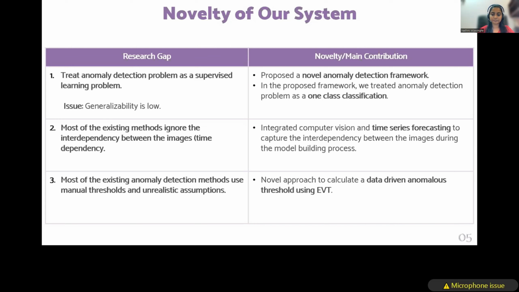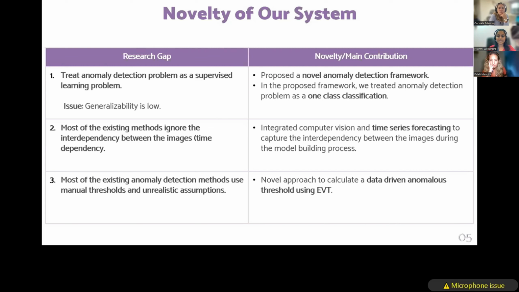one-class classification. The next research gap we have identified is that most of the existing methods ignore the interdependency of the inherent order of the images. We integrated computer vision and time series forecasting to capture the interdependency between the images during the model building process.